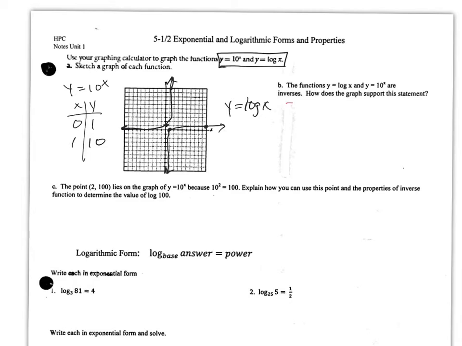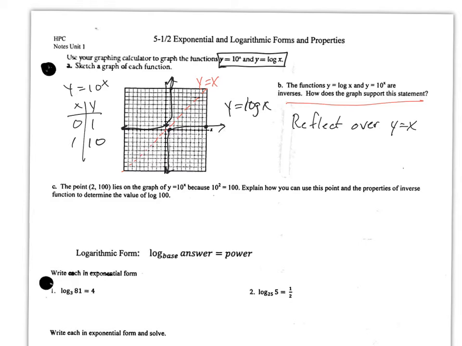And the question over here says, we know they're inverses. How does the graph support that statement? This red line is the line y equals x. And inverses reflect over that line. And you can see that these 2 graphs do that. So that's how the graph supports the fact that they are inverses.